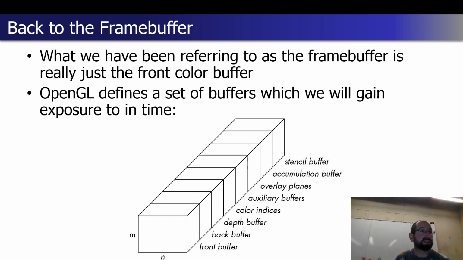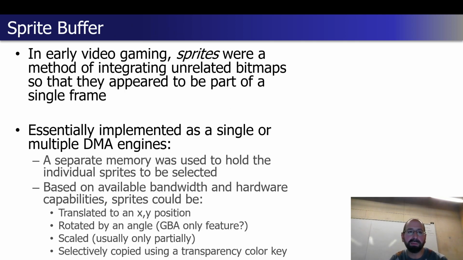Let's look at a couple of other examples of how we've used buffers historically in computer graphics. I like to go back to early video game systems. They were simpler. This could be a separate course where we could just do 2D computer graphics. In early games, we had the so-called concept of sprites, and that was one method we could integrate unrelated bitmaps and paste them together so that they all appeared to be part of a single frame.